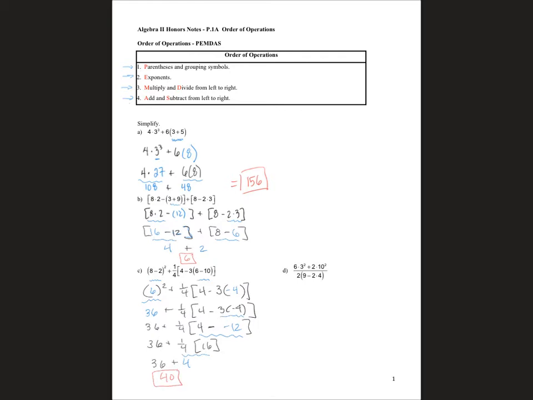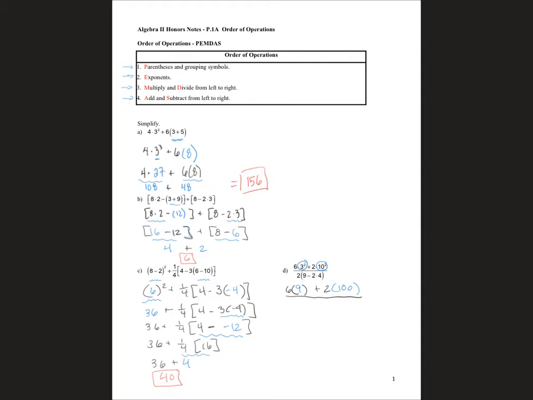In the next example, I'm going to use the order of operations in the numerator and the order of operations simultaneously in the denominator. So looking at the numerator, you're going to see what you're going to evaluate first. In the numerator, I have no parentheses. However, I do have exponents, so I'm going to go ahead and evaluate those exponents in the numerator. So it's going to be 6 times 3 squared, which is 9, plus 2 times 10 squared, 10 times 10, which is 100. That's my numerator.